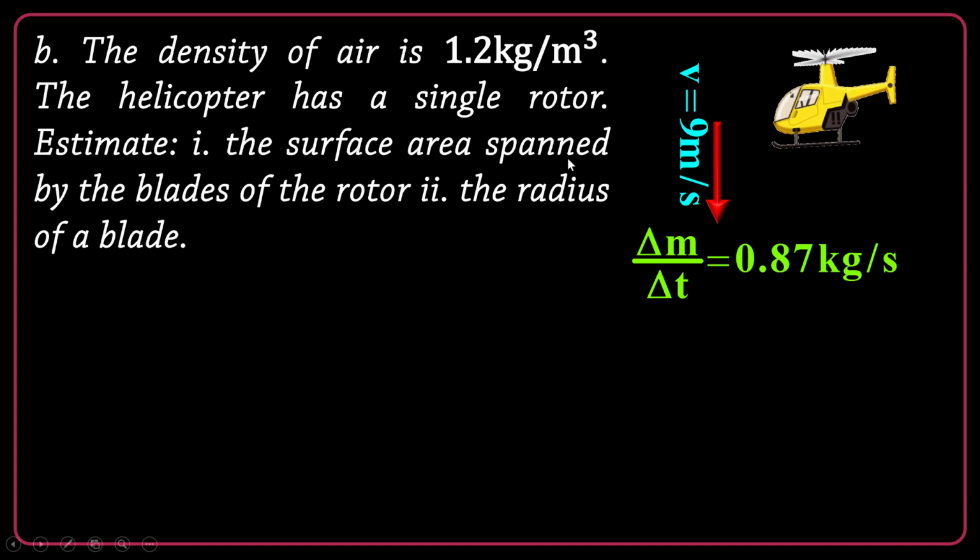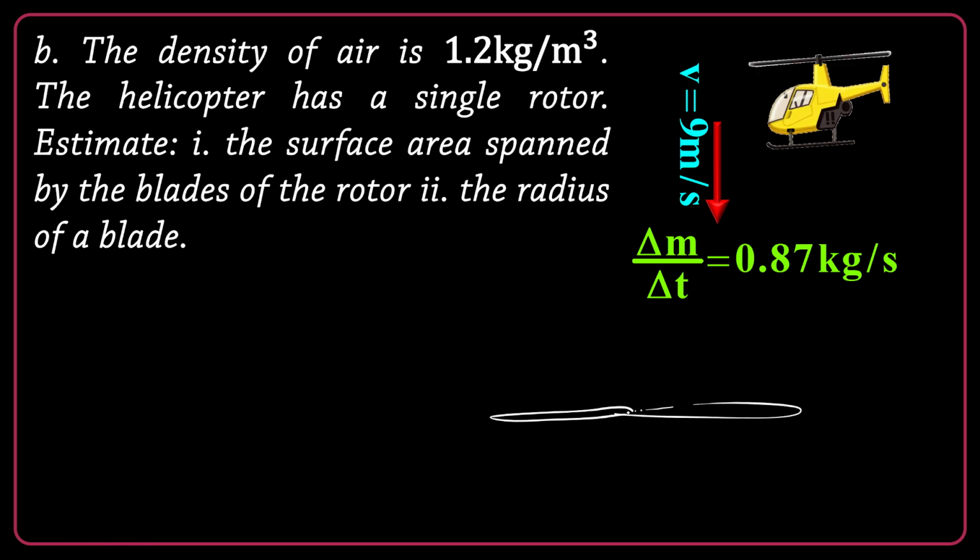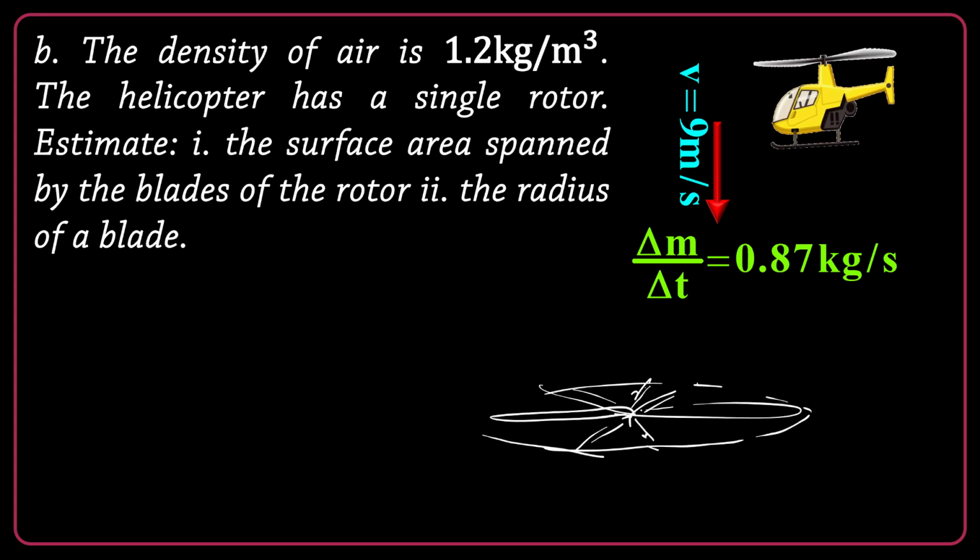Estimate part one, the surface area spanned by the blades of the rotor, and part two, the radius of the blade. Let me tell you something. You know that when the blades are rotating, actually they are spanning a circular area in the air. Okay, let's say this is the circle. That's the area of A. First, we are looking for that A, and then we can find the radius accordingly. Radius of this circular area.